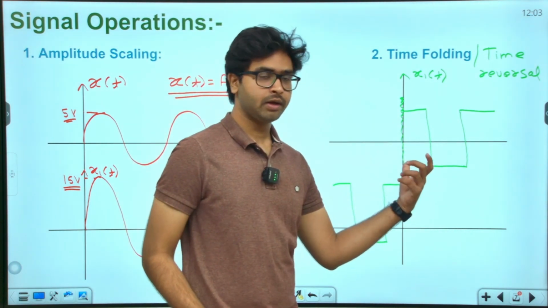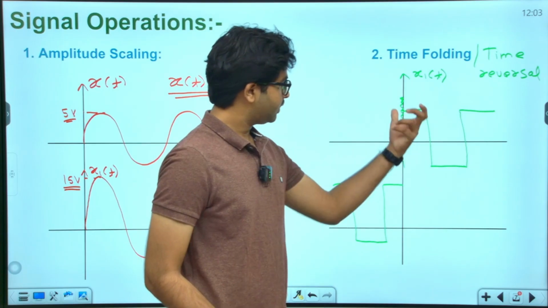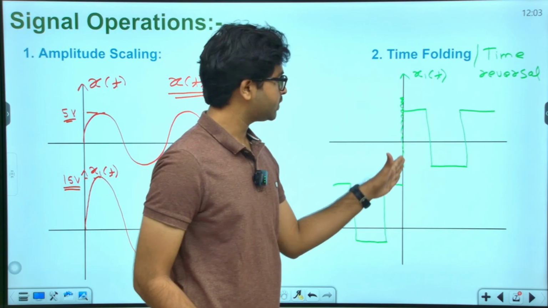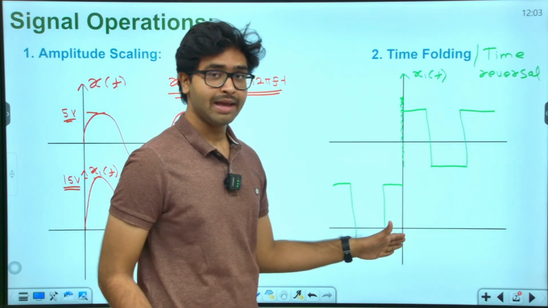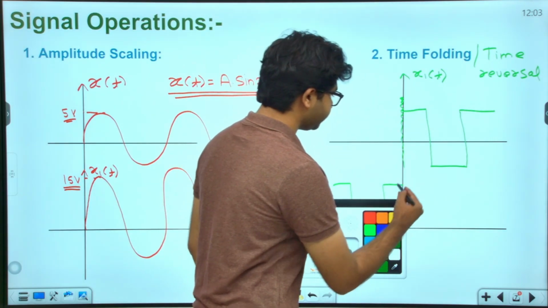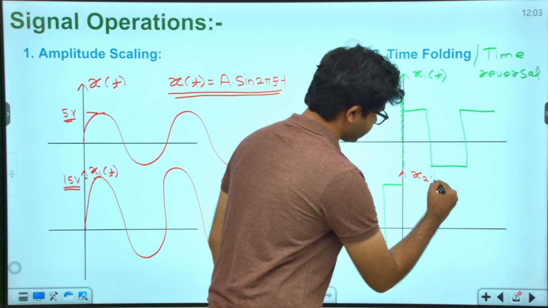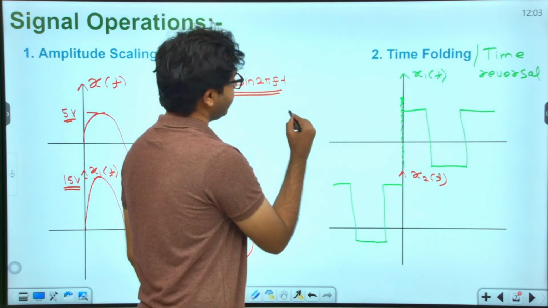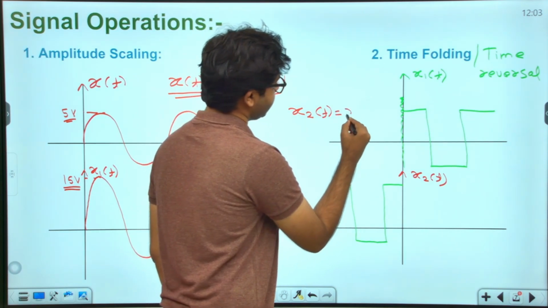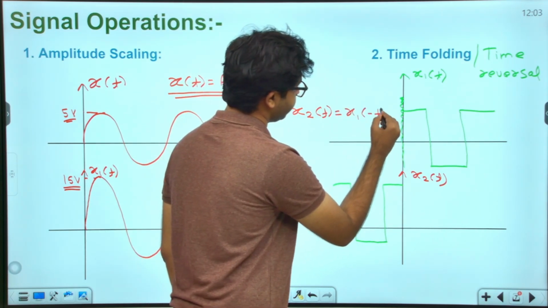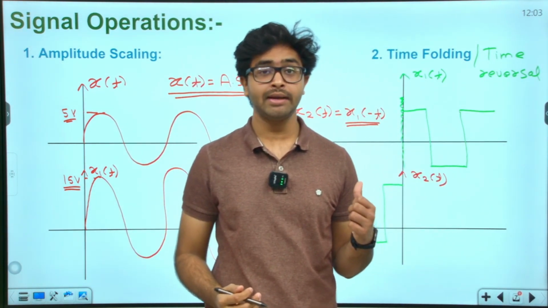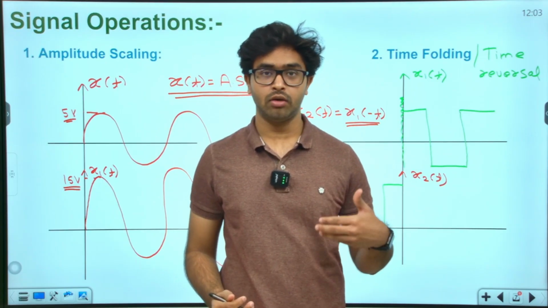It is just flipped at this origin. I can't show my drawing, but the concept is that it's folded across this axis. So this is the time folding, and its equation changes. Let's say this is x2 of t. I'll write here that x2 of t is equal to x1 of minus t. Folding is this: t is the original signal, and minus t represents the folded signal or the folded sequence.